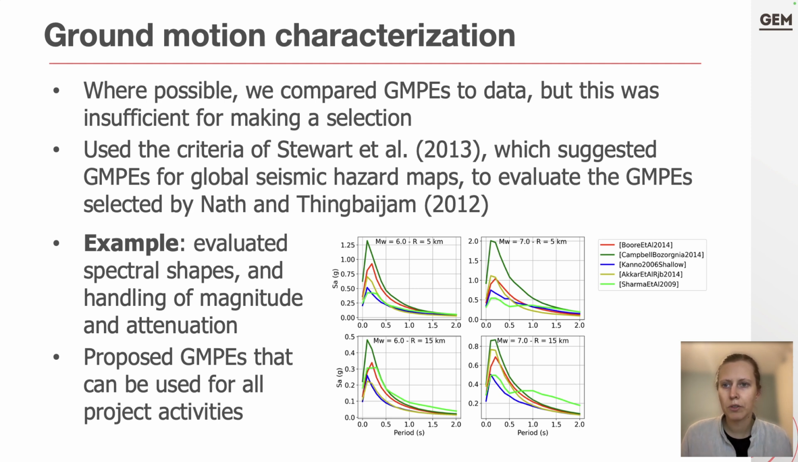So to do this, we used criteria from Stewart et al., who suggested GMPEs for use in global seismic hazard maps and applications. And we evaluated the GMPEs on a per tectonic region type basis. We looked at their spectral shapes, we looked at how they handled magnitude and attenuation terms, and we looked at the types of data that were used to constrain the models relative to what's included in the seismic source characterization that they're being applied to.